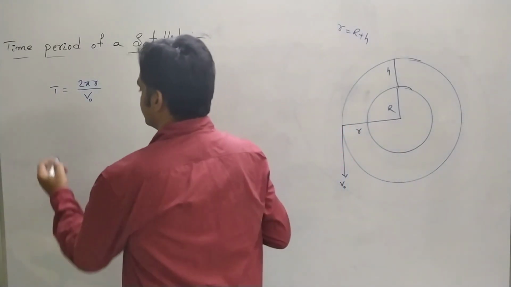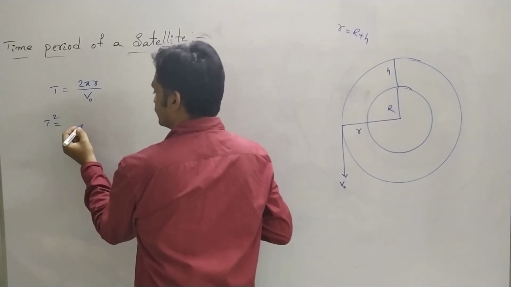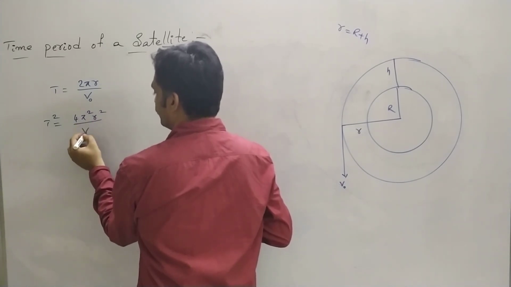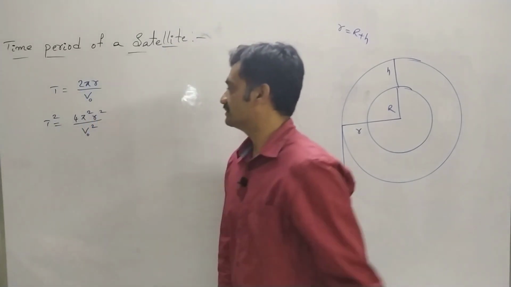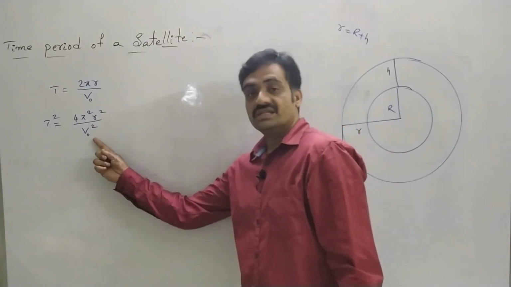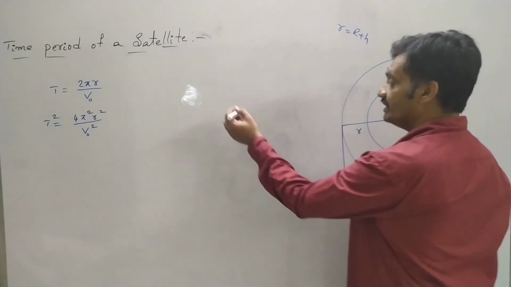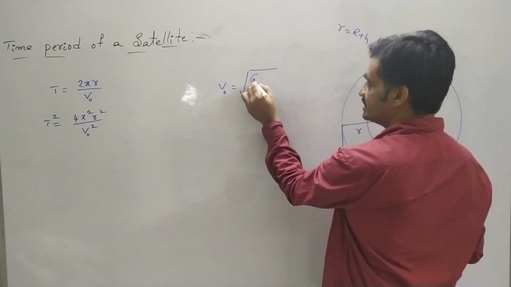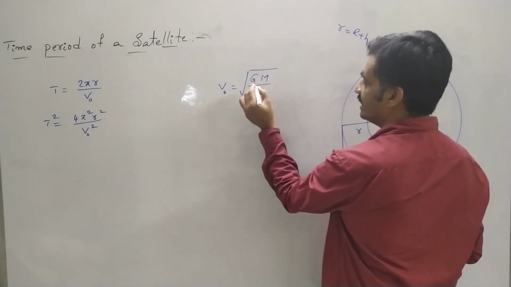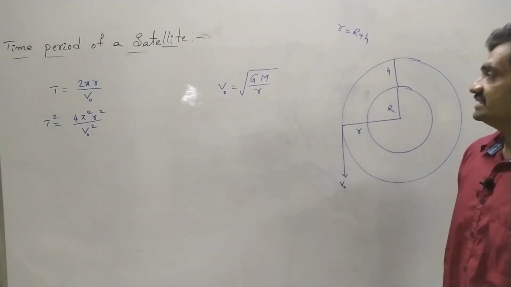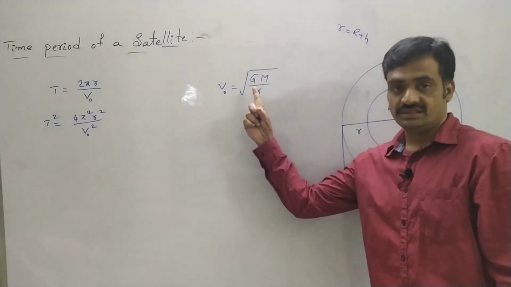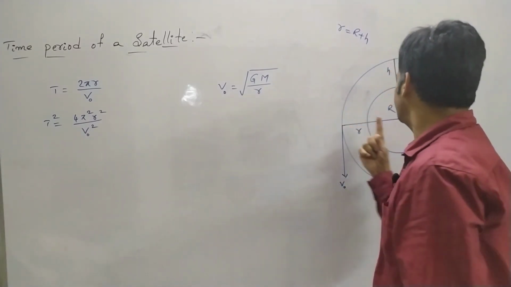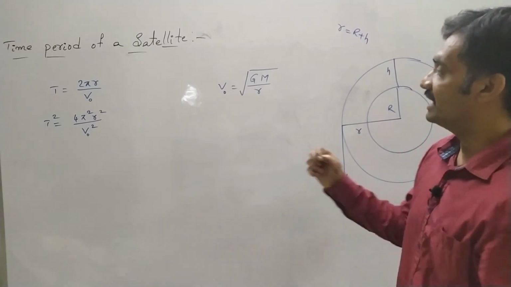Now let's square this equation. As we square, we get T square equals 4 pi square r square by v0 square, where v0 is the orbital speed of the satellite, and we know that v0 equals under root of G M by r, where G is the universal gravitational constant, M is the mass of the planet, and r is the distance of the satellite from the center of the planet.